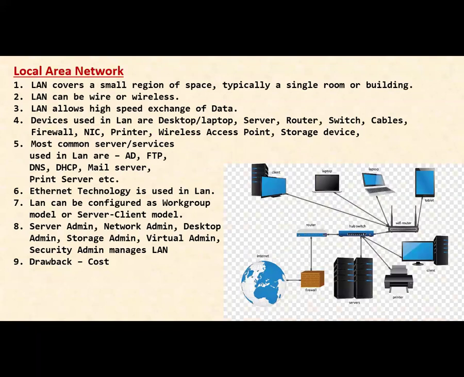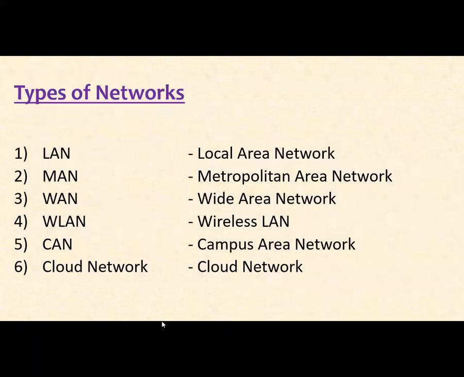Whenever you talk about any network, local, metropolitan, wide area network, campus area network, everything is hidden in the name itself. When I say local, I'm talking about some geographical location, a geographical area. Metropolitan means again a geographical area. Campus is again a geographical area. So all these types of networks are categorized based on the geographical area that they cover.